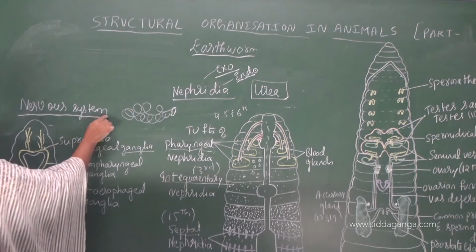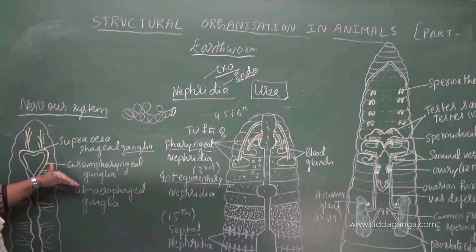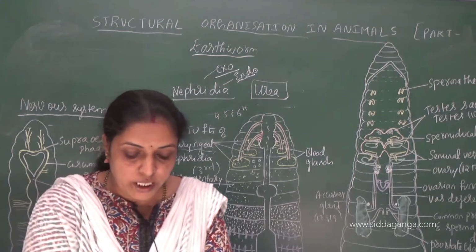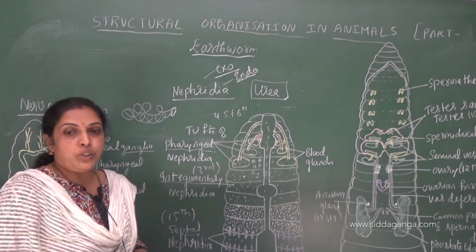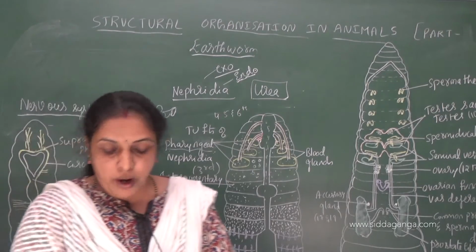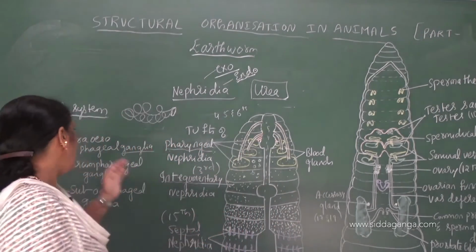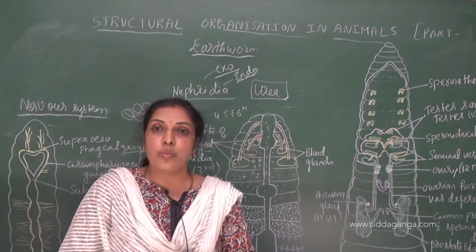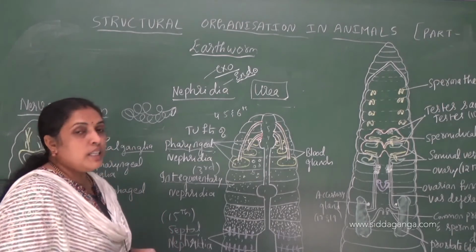The nervous system of earthworm consists of supraesophageal ganglia, circumpharyngeal ganglia and subesophageal ganglia. These ganglia along with other nerves help to command muscular movements of the body. And sensory receptors.